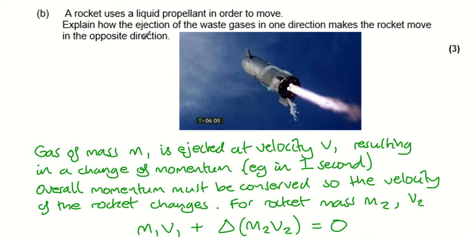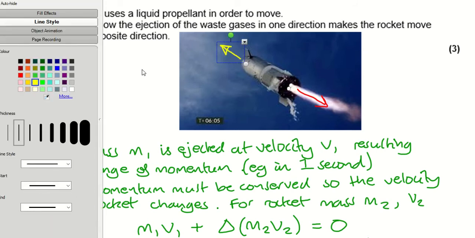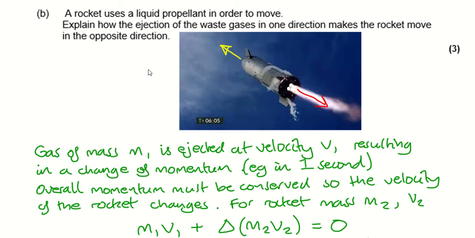So they said, explain how ejecting, that means pushing out, waste gases in one direction. Here are the waste gases coming out of the rocket, boom, that way. How the ejection of the waste gases in one direction makes the rocket move in the opposite direction. So you're getting opposition of things there, and inevitably this leads you to start thinking about Newton's laws and things like that. So what I've said was, do it in terms of change of momentum, which is what this is all about, and conservation of momentum.